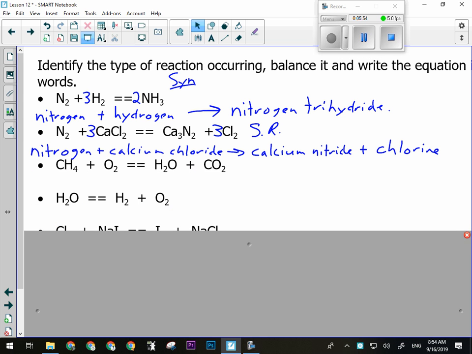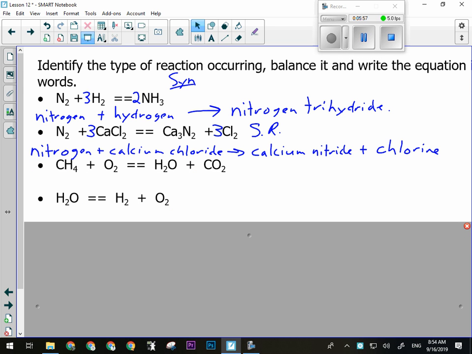Okay, before we move on to some of these other things here, I want you guys to try these two here. Okay, so looking at the third one here. We've got in this one a compound containing carbon and hydrogen. It's reacting with oxygen and it's producing water and carbon dioxide. So what kind of reaction is that? It's a combustion reaction.